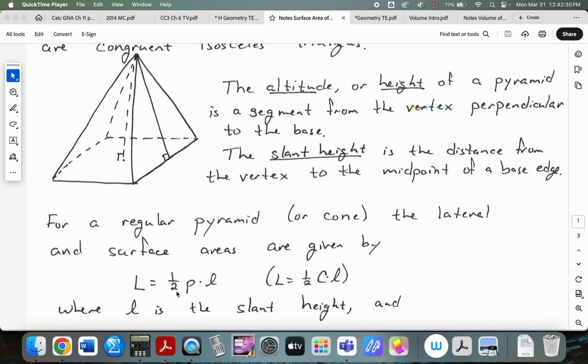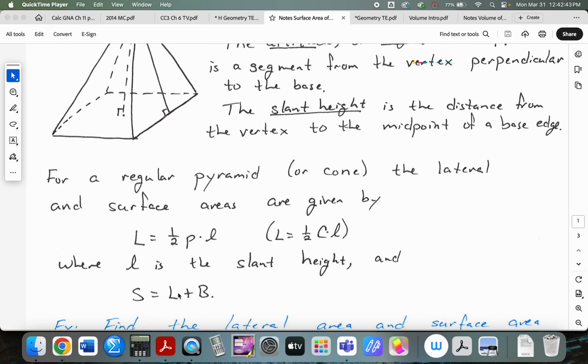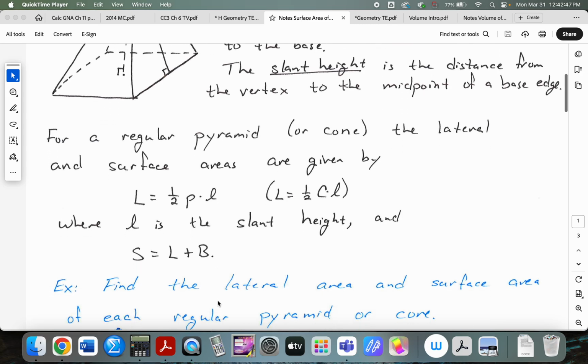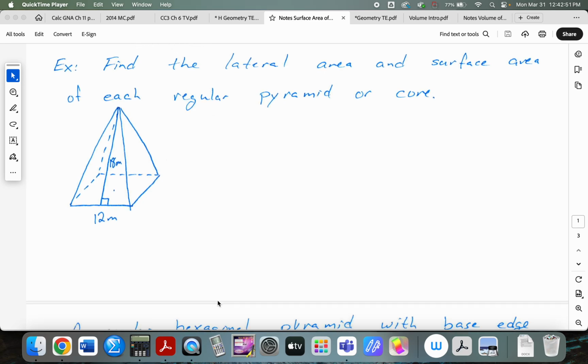And the reason it's half is because, well, what are the lateral faces in a pyramid? Triangles. That's where the half comes in. And then the surface area is the lateral area plus the area of the base. So let's do some. Find the lateral area and surface area for each regular pyramid or cone.